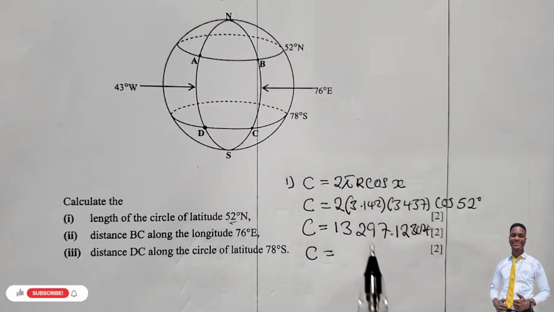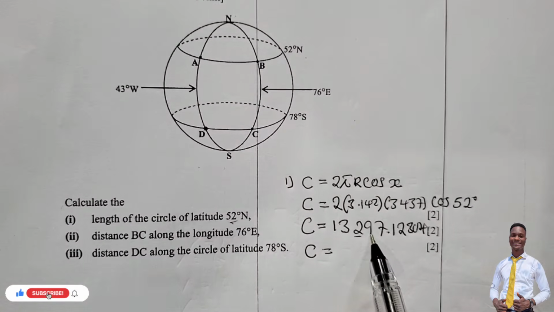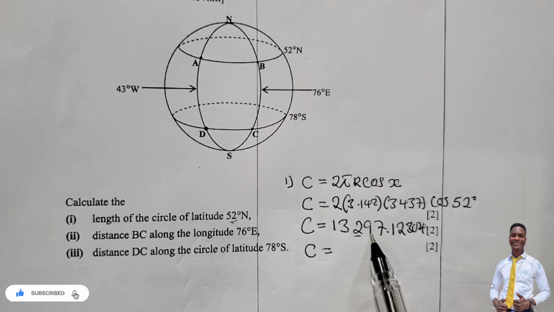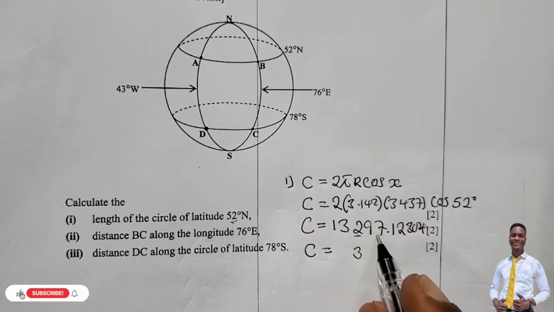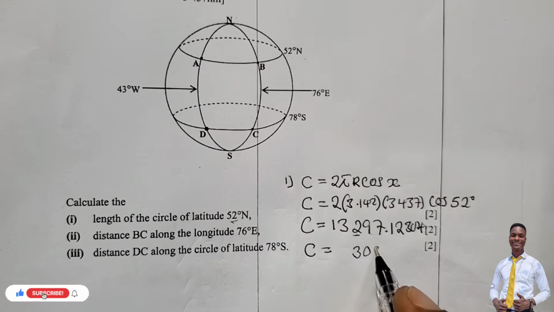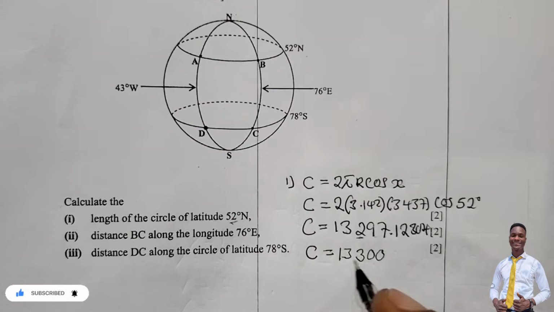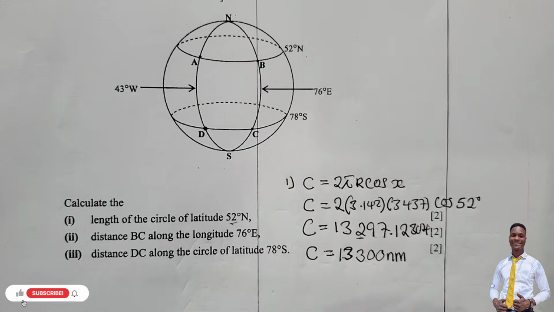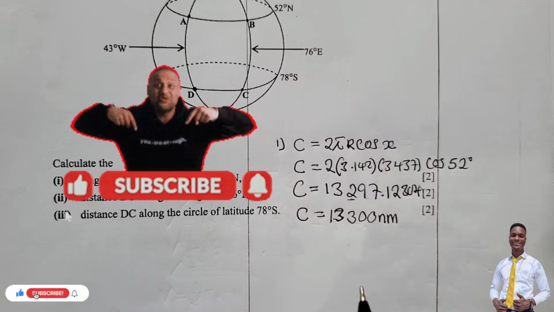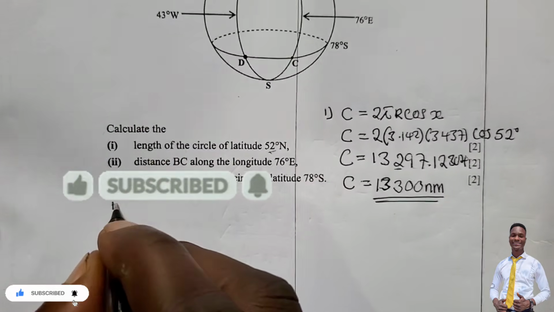So we have 1, 2, 3. Check. After this 2, there is a number which is greater than or equal to 5, which is just a 9. So we're going to add 1 to this one, and this one becomes a 3. Then these two numbers before the decimal point become 0. So 13,300 nautical miles. This is just the circumference. Okay, let's go to question 2.